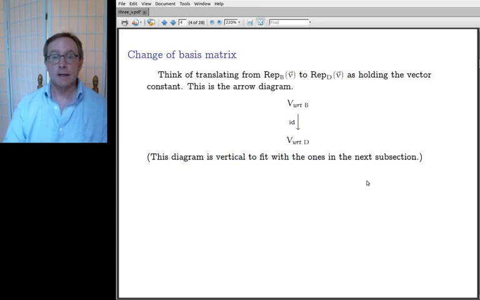Today is a great example. I want to translate from the representation with respect to B of a vector V to the representation with respect to D of a vector V. V is not changing. It's V here and it's V here. So I'm thinking of the identity map from V to V.